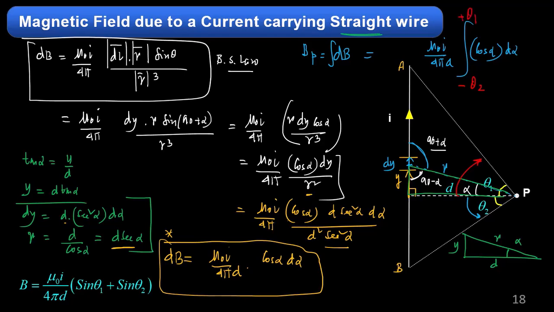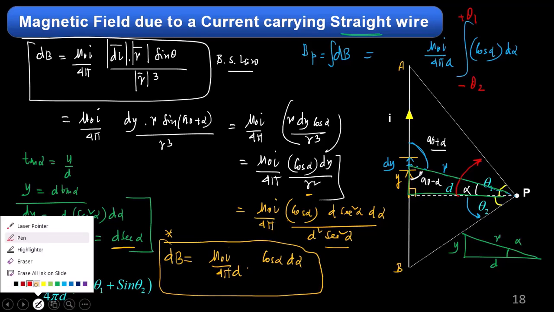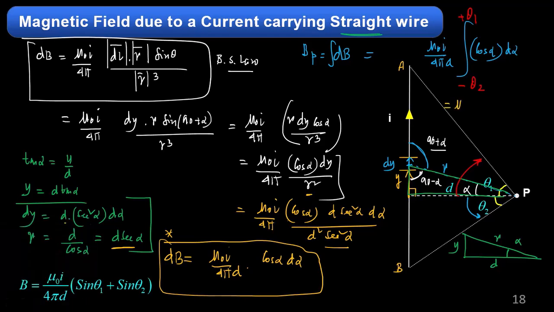So what is the integration of cos alpha? It is sin alpha. So ultimately I am getting mu naught I by 4 pi d into sin alpha, with the limit from minus theta 2 to plus theta 1. Once I put in the upper limit, I get sin theta 1, then minus of sin of minus theta 2. Sin of minus theta 2 is minus sin theta 2, so another negative sign comes out. So ultimately I am getting mu naught I by 4 pi d into sin theta 1 plus sin theta 2.